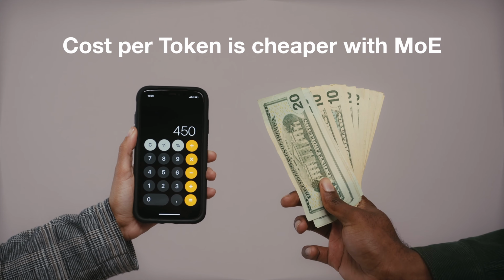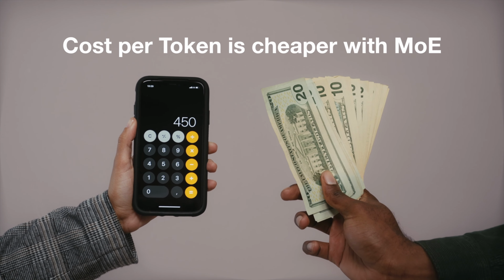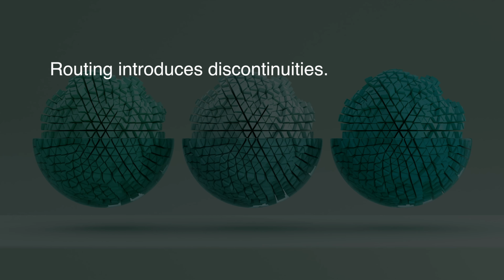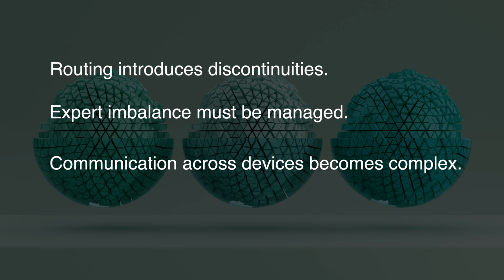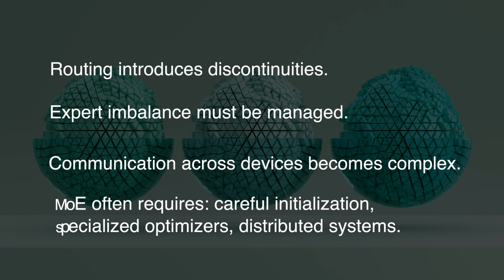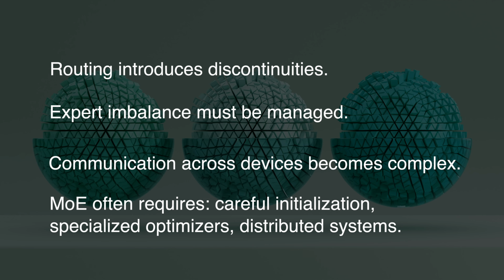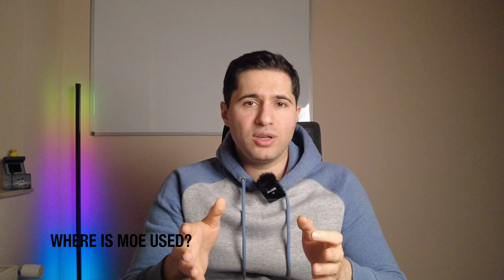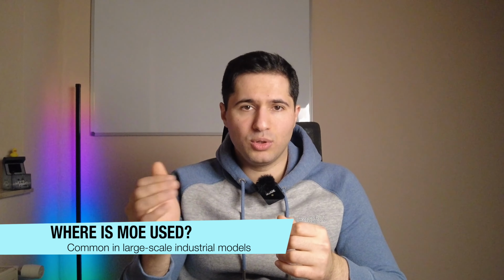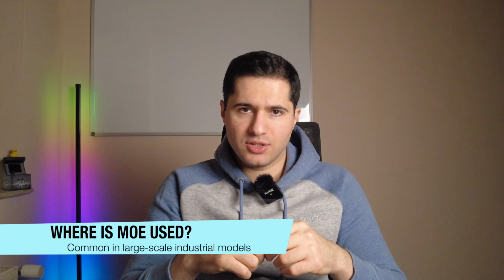There is also another benefit. Because only a few experts are active, MOE models are cheaper to run than dense models with the same parameter count. But there is also a trade-off. MOE models are harder to train. Routing introduces discontinuities. Expert imbalance must be managed. Communication across devices becomes more complex. MOE often requires careful initialization, specialized optimizers, and also distributed systems. This is why MOE is common in large-scale industrial models, but less common in small research setups. When it works, it scales better than dense models.